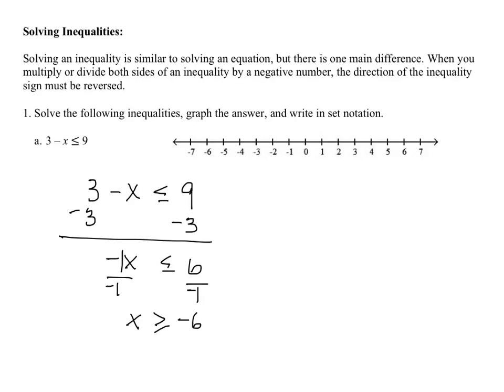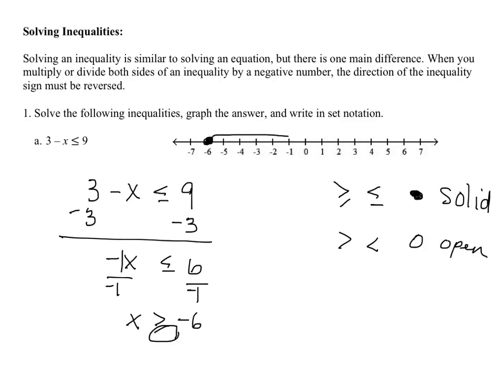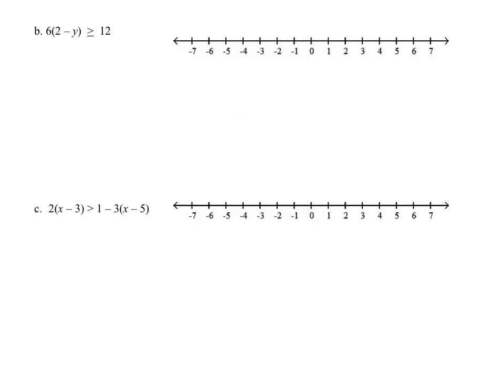And here we go. Let's graph. Do we want -6? Yes, we do, because it has an equal to. So greater than or equal to, less than or equal to, you do a solid dot. Greater than or less than, it's open. Cool? So we're going to do a solid dot at -6, and we want x to be greater than it. So we're going to go to the right. Done.